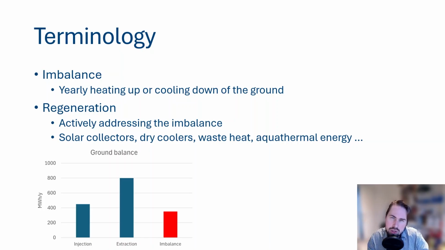And a term that's somewhat related to the imbalance is called regeneration. And that's where we actively work against the imbalance. So we're actively addressing the imbalance, or the heating up or cooling down of the ground. So if, for example, we have the situation below where we have more extraction than injection, we know that our Borefield, due to the fact that we extract more heat than we inject, will cool down year after year. And we can compensate for that by placing, for example, some solar collectors, some dry coolers, or by injecting waste heat in the ground or aquathermal energy. It does not really matter, but as long as we regenerate the ground, so we provide our system with some extra heat injection, then we can compensate this imbalance by using regeneration.